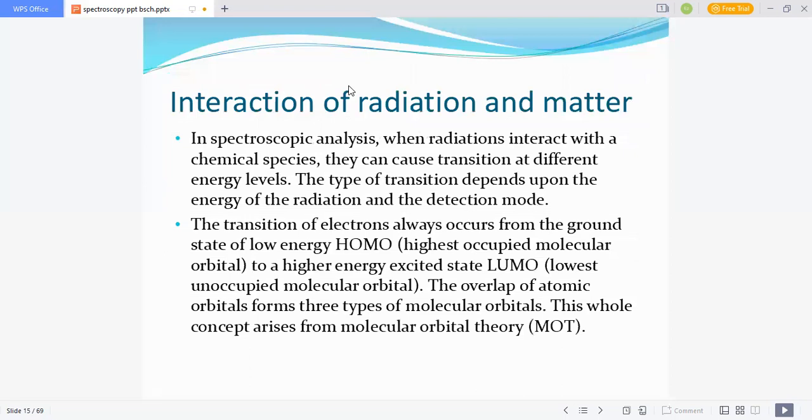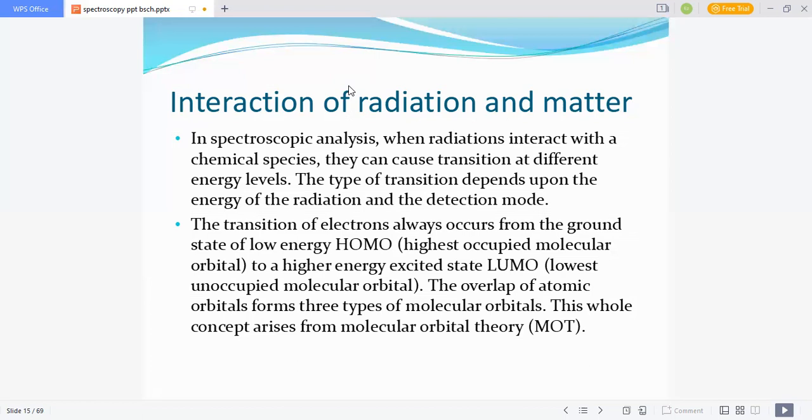Interaction of radiation and matter in spectroscopic analysis. When radiation interacts with a chemical species, it can cause transitions at different energy levels. The type of transition depends upon the energy of the radiation and the detection mode. The transition of electrons always occurs from the ground state of low energy, HOMO, highest occupied molecular orbital, to a high energy excited state, LUMO, lowest unoccupied molecular orbital.